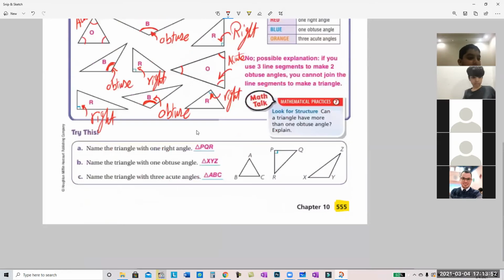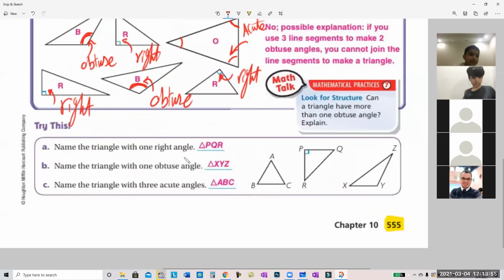Okay, let me ask you about this. Now, name that triangle with one right angle. So we have one triangle in these three triangles with one right angle. So as we all know, the right angle means a square corner. Okay, so we have the sign of the square here, right? So that's the sign of the square. So that's our right triangle.